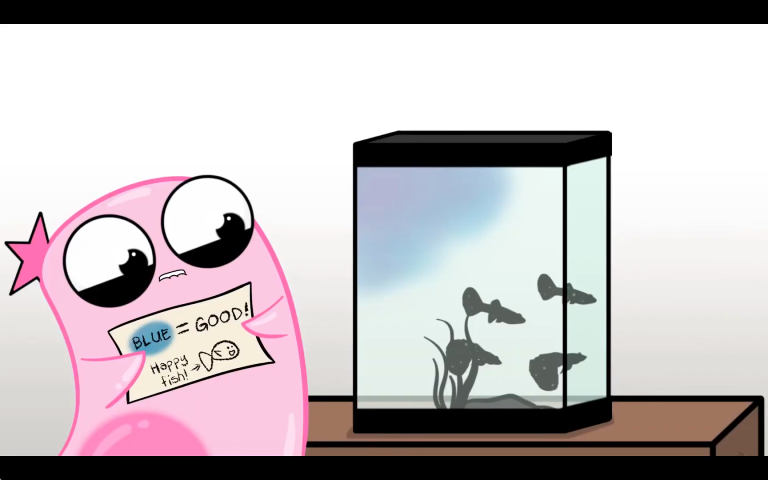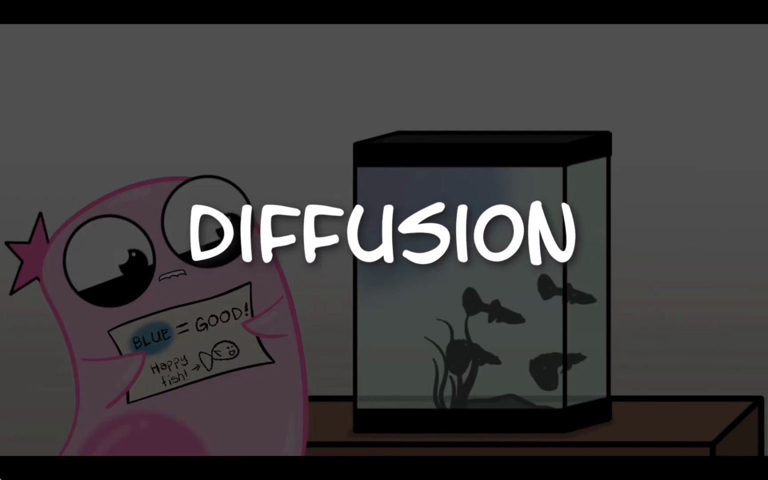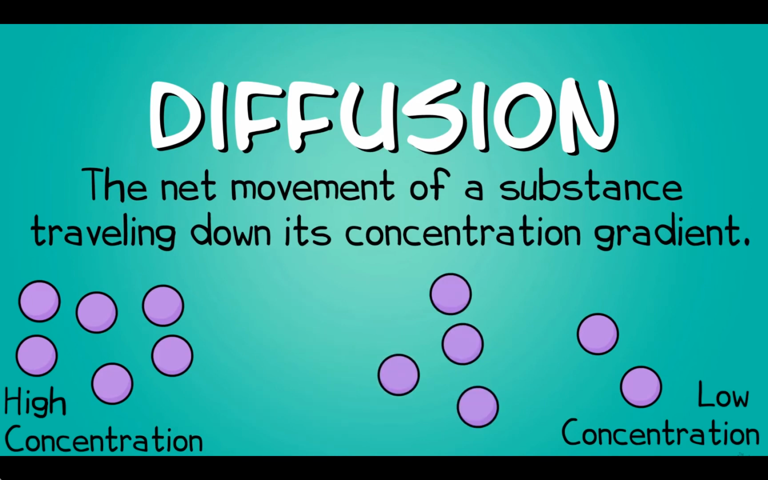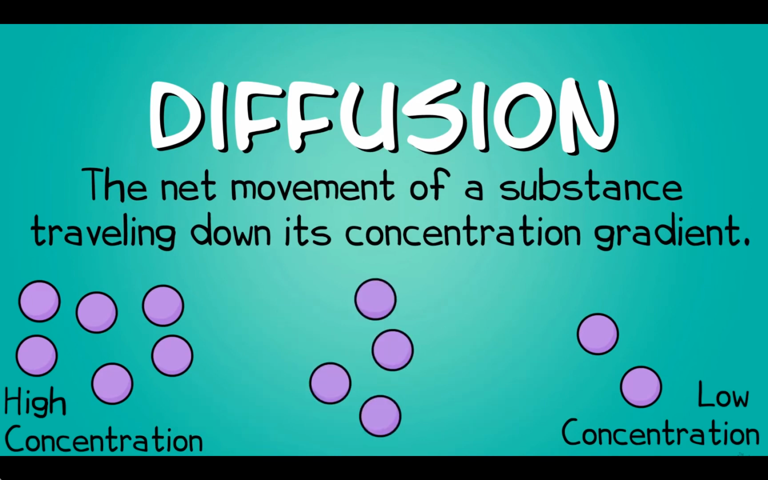But you know what I didn't know then? I didn't need them to swim over there. The blue drops would spread on their own in a process known as diffusion. Diffusion is when the net movement of a substance travels down its concentration gradient. That means it moves from a high concentration to a low concentration.